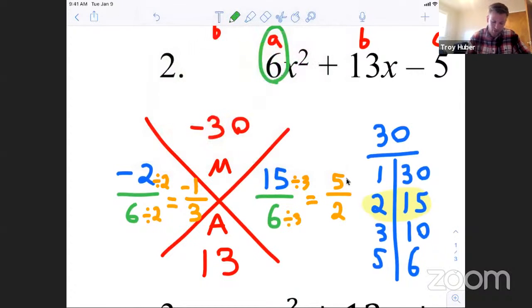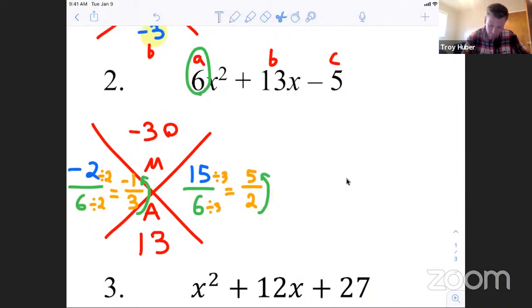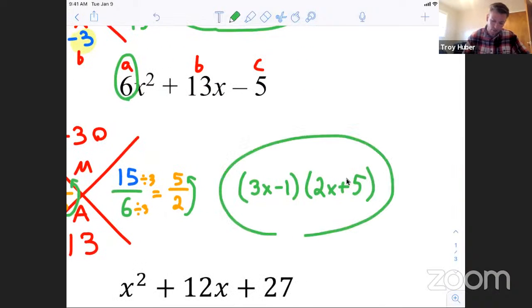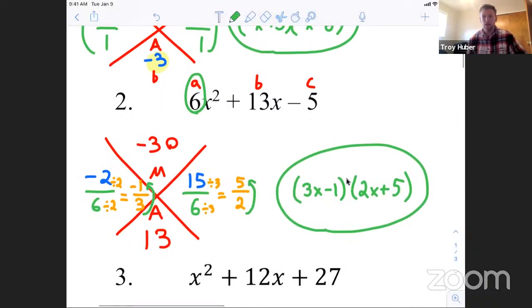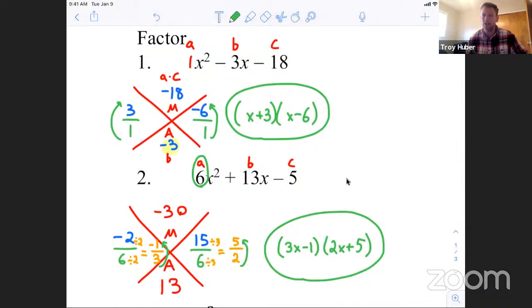And our last step is just write your completed factored form. We write from the bottom to the top. So I would have 3x minus 1, and then 2x plus 5. And this would be our factored form. So you can see there was one extra little step at the end where we had to simplify when that leading coefficient or that A value is not 1. All right, but pretty much the exact same steps as numbers 1 and 2, which is why I like using that X method.